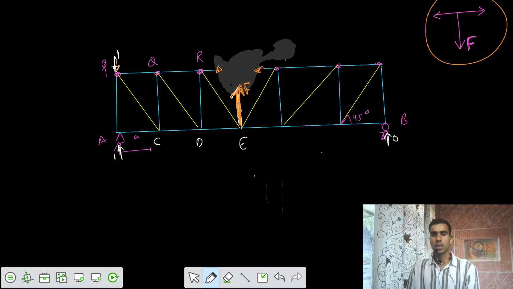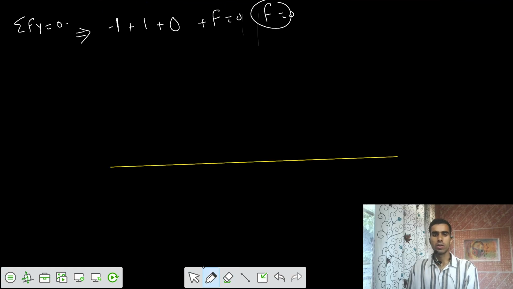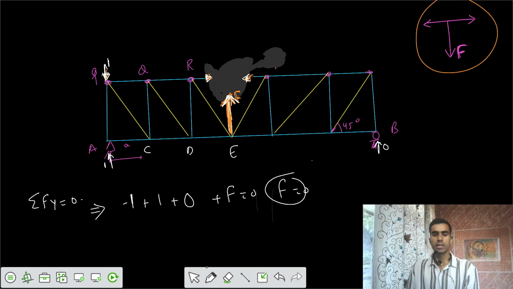Now I cut the section such a way that these two are horizontal and this one is vertical. So I have to apply summation Fy equals 0. That implies that once the load was placed at point B, 1 downwards, I got a reaction of 1 upwards from A, and the reaction at B equals 0. And we have some force of F upwards equals 0. So force finally equals 0. For the first case, force equals 0. So now second case, loading is placed at joint Q.